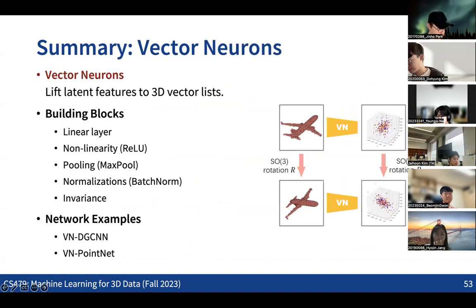Yeah, so in summary, we discussed the idea of how we can transform the given PointNet into rotation invariant and equivariant architectures, lifting the scalar features into 3-dimensional vector features. And the idea was basically replacing each building block of the neural net, the linear layer, ReLU function, max pooling, and batch normalization, with rotation equivariant layers, modifying PointNet and DGCNN. And we can easily achieve rotation invariance and equivariance in this case. Any questions on this?